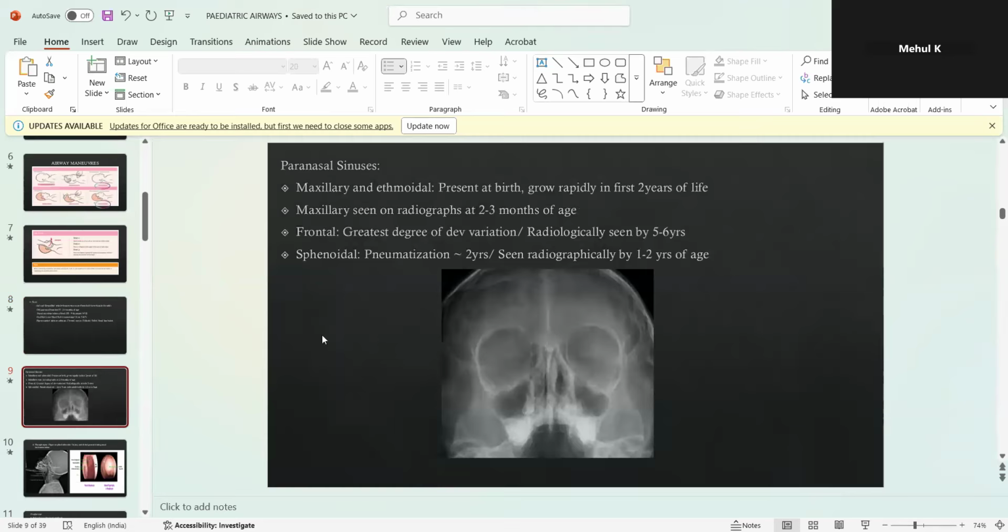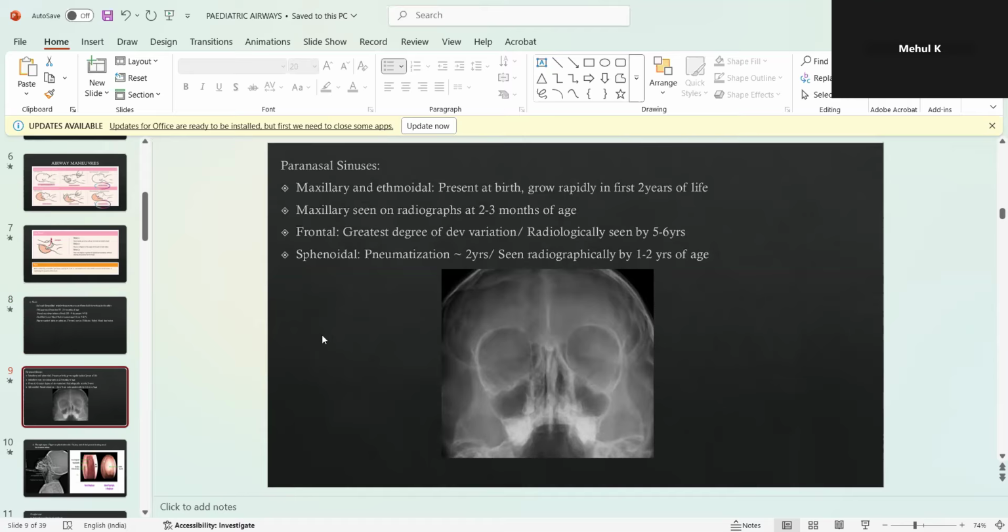Paranasal sinuses, as such, you don't have much to do with when it comes to managing the airway, but I've just thought of mentioning it so that one doesn't fret looking at a neonate's skull X-ray. At the time of birth, only maxillary and ethmoidal sinuses are present, and they grow rapidly through the first 2 years of life. Maxillary is seen on the radiographs by 2 to 3 months of age. The frontal and sphenoidal develop later in life.